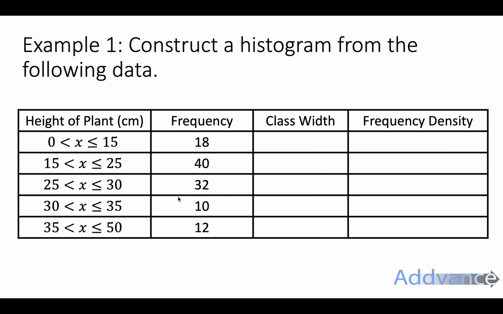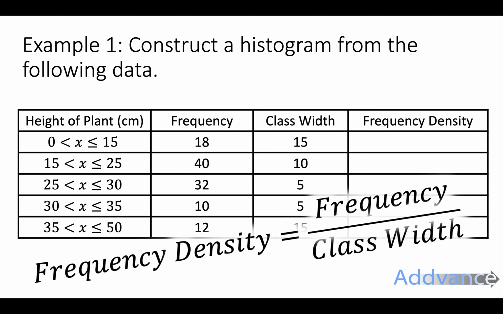We're going to add two more columns to our histogram. We're going to add one for class width and one for frequency density. The class width is how wide it is for the class. For example, from 0 to 15, the class width is 15. From 15 to 25, the class width is 10, because 25 minus 15 is 10. From 25 to 30 it's 5, 30 to 35 is 5, 35 to 50 is 15.